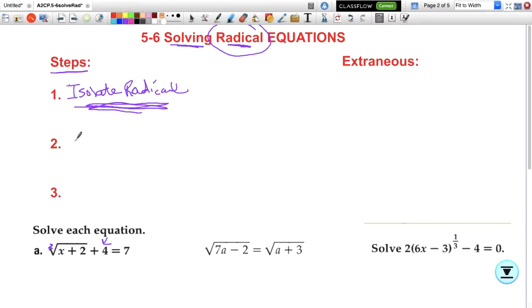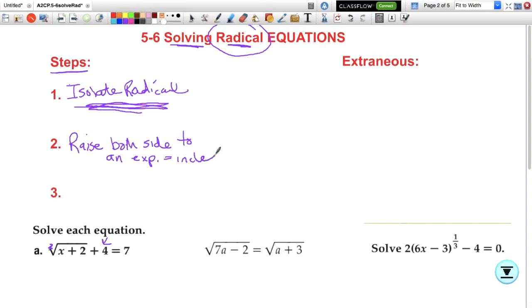Secondly, you're going to do the inverse operation of roots. The inverse operation of a square root would be squaring. The inverse operation of a cube root would be cubing. So what we're going to do is raise both sides, because remember, what we do to one side, we have to do to the other, to an exponent that is equal to our index number.